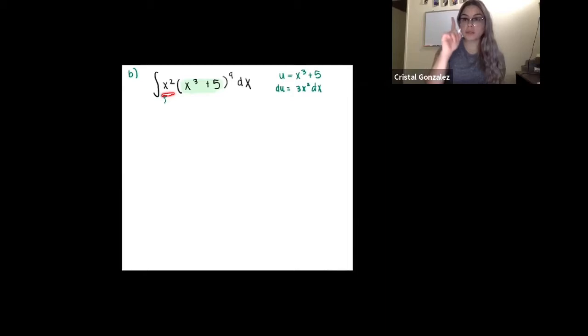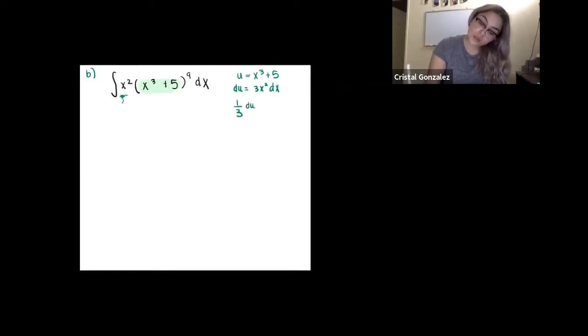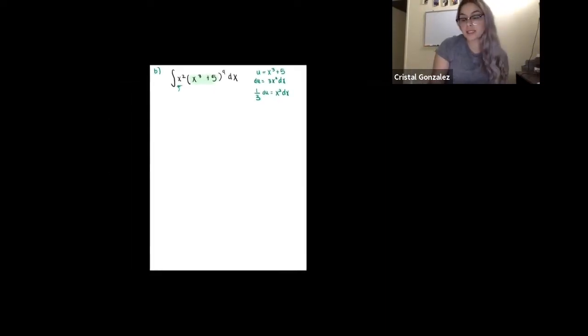So the only thing we need to get rid of or account for is this 3 that's kind of bothering us over here. So what we're going to do is, again, divide that out because we don't need it in our x squared dx, that's the thing that we want there. So we're going to write 1 over 3 du is equal to x squared dx. And so now we're able to replace this by this and this. So x squared dx got replaced by 1 over 3 du.